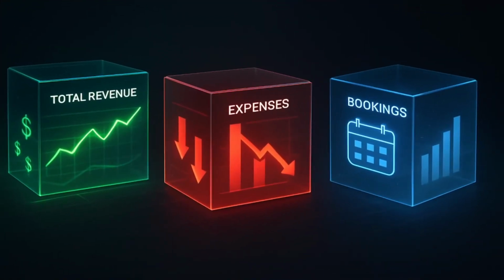You can even have multiple cubes. One cube for total revenue, another for expenses, another for bookings. Instead of cramming it all into one place, each cube focuses on one thing. It's like having separate drawers for your clothes. You know exactly where everything is. Sounds much better than a giant, confusing table, right?